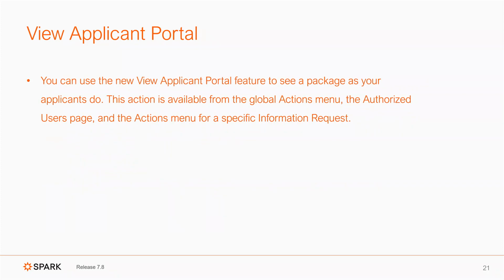This is an exciting one. You can now view the applicant portal. So you can see Spark as your applicant sees Spark in various places. And this includes the information request. So if you get questions occasionally about, I'm not sure what to enter here, I'm not sure what to click, this would allow you to assume their perspective and hopefully provide a little more information about what needs to be done. Maybe save you a screen share or some screenshots back and forth.